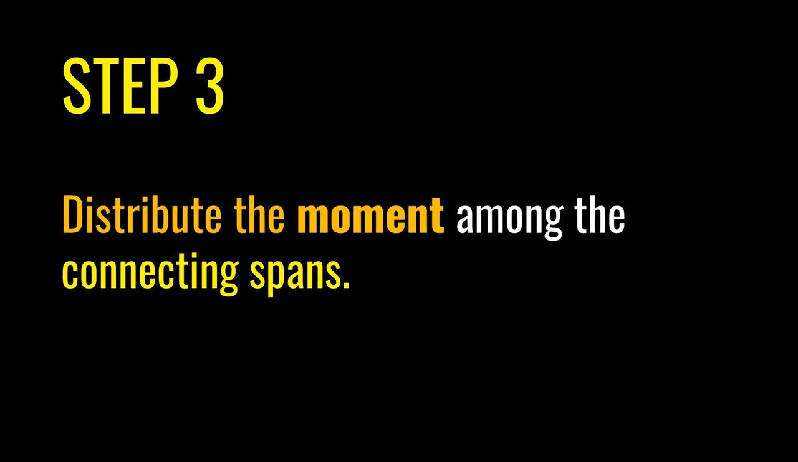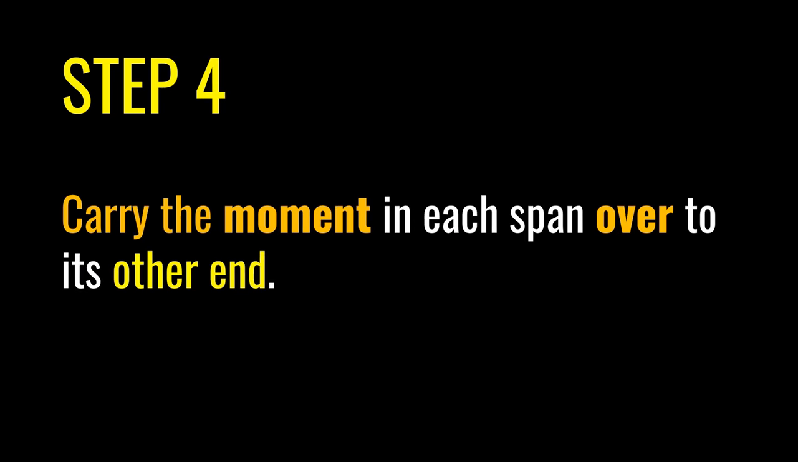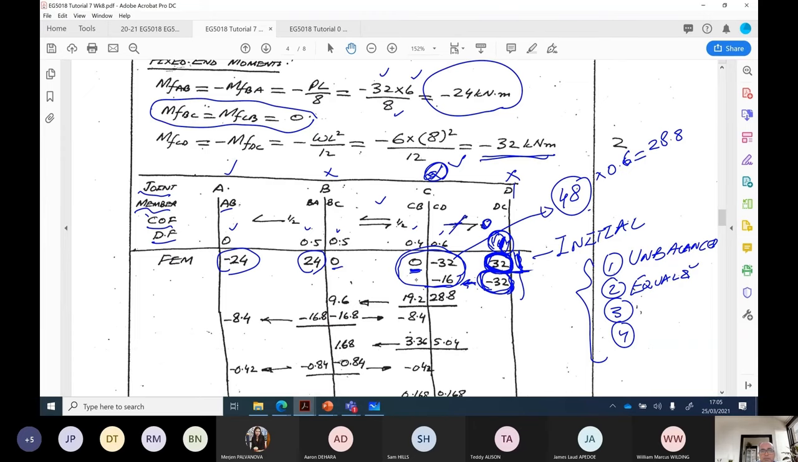So this was my third step. Fourth step is to carry it over. And carryover factor is, remember my all joints are clamped. I have just unclamped joint C. It can't be carried back over to D. The reason is that it is a pin support at the end. So carryover factor for this 19.2 is half of 19.2, which is 9.6.